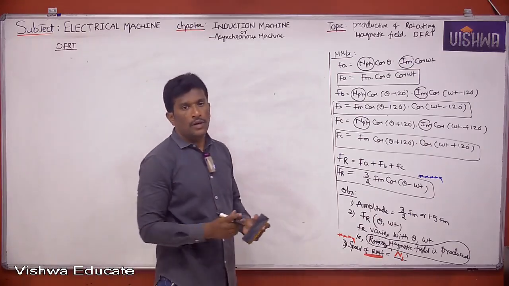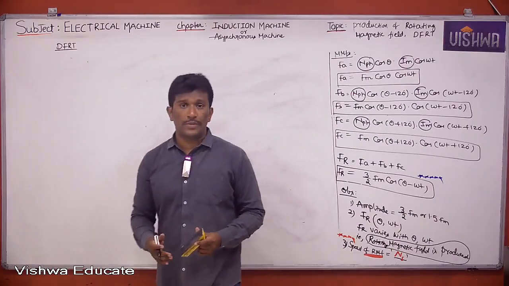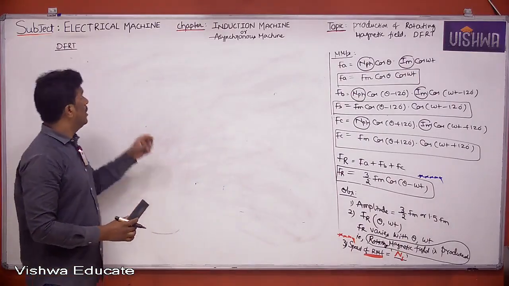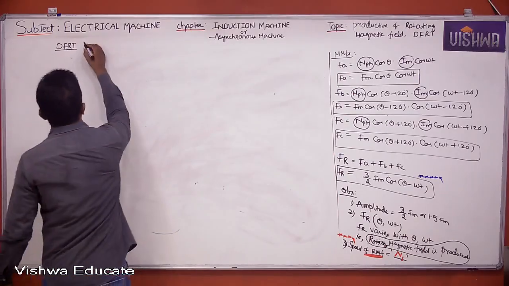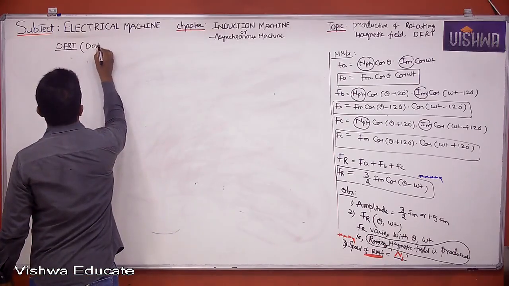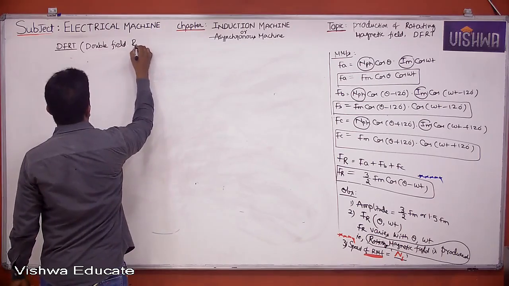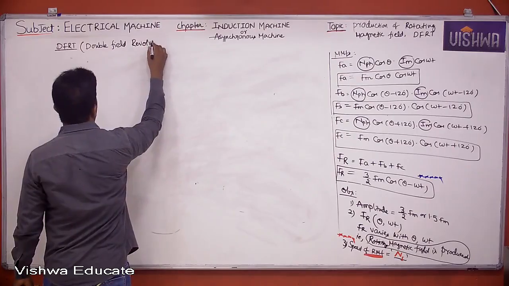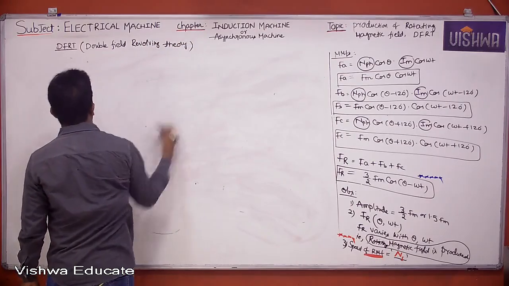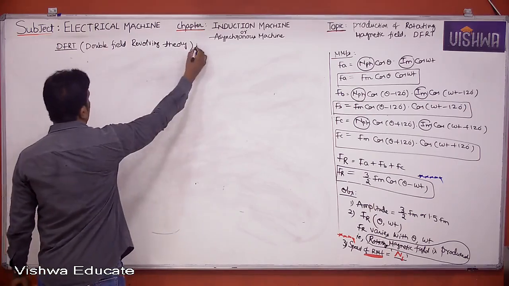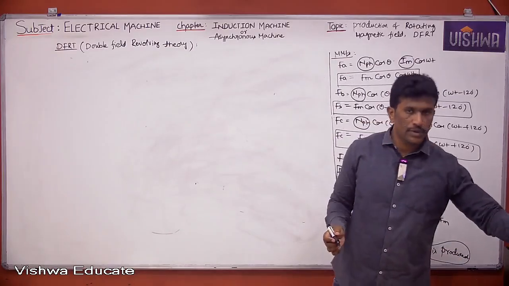Next topic. Let me continue. After completion of production of RMF, let me go for double field revolving theory, DFRT. Double field revolving theory. See what double field revolving theory will say. Very simple.